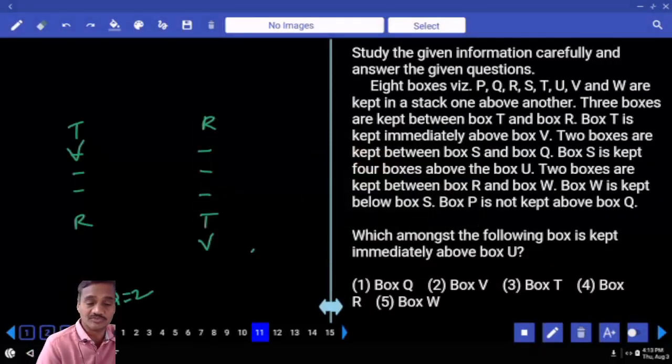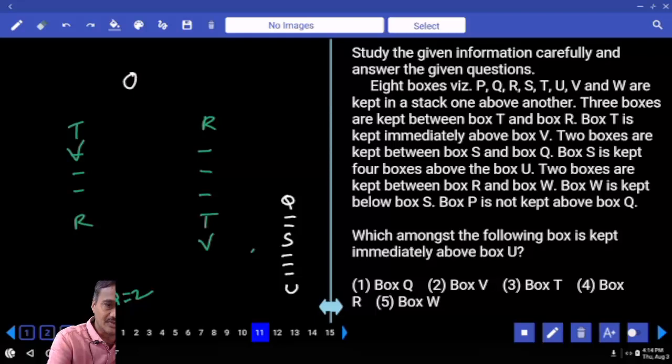S is kept 4 boxes above U. Now S is kept 4 boxes above U. 1, 2, 3, U is. Then between S and Q, how many boxes are there? Now if you take Q at this place, 1, 2, 3, 4, 5, 6, 7, 8 boxes were covered here. Now let's start, because all the boxes were there here. Order is given. Now if Q is here, then there are 2 blanks.